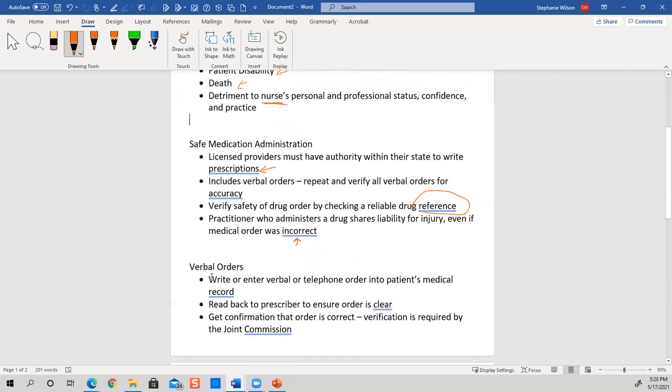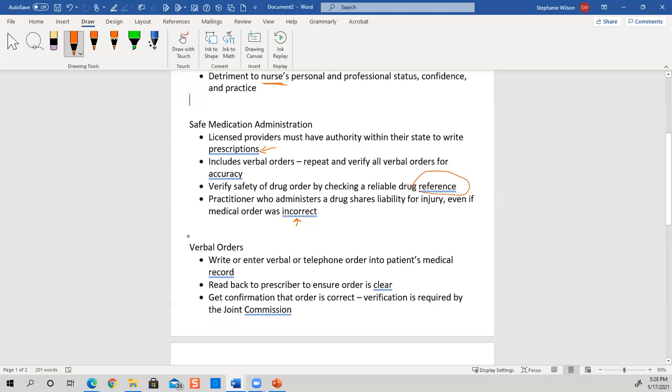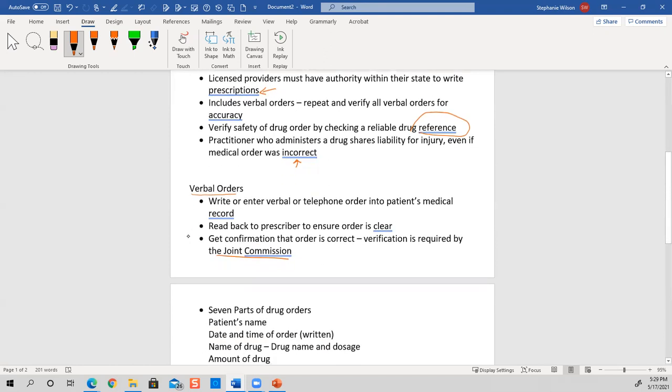Verbal orders, written or entered, verbal or telephone. Basically, whatever has been stated needs to be documented, and you need to keep a clear record. Read back to the prescriber to ensure the order is clear. So you want to validate and clarify the order you're working with. Get confirmation that the order is correct. Verification is required by the Joint Commission, according to all the books that I've read so far in this field.